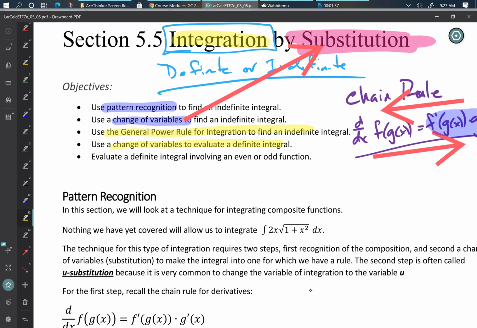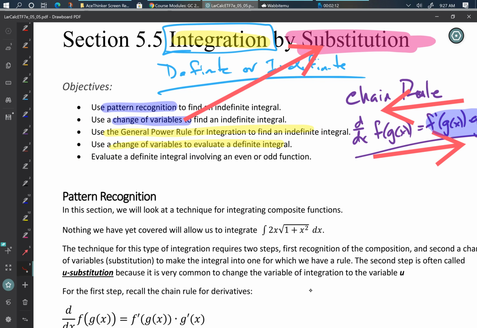Once we get to these two objectives, the next thing that we do is going to depend on what kind of integral we started with. Was it an indefinite integral or was it a definite integral?